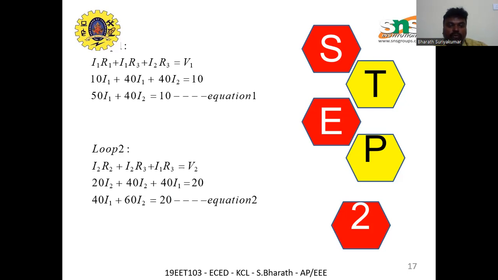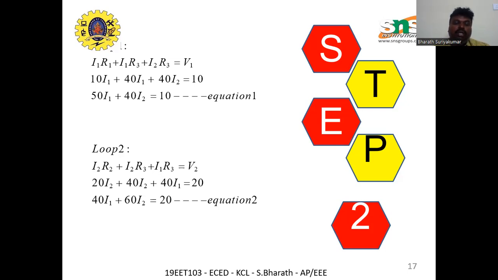What about loop 2? I2 into R2 plus I2 into R3 plus I1 into R3 is equal to V2. This is based on Kirchhoff's voltage law, applying it for the second loop. The expression can be rewritten as 20I2 plus 40I2 plus 40I1 equals 20. That is 40I1 plus 60I2 equals 20. That is equation number 2.